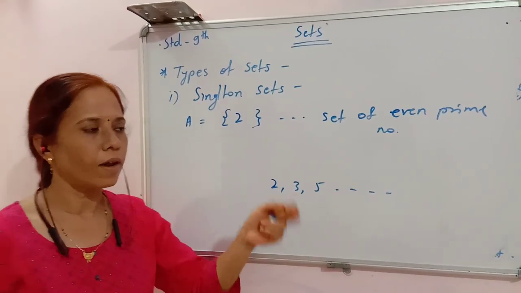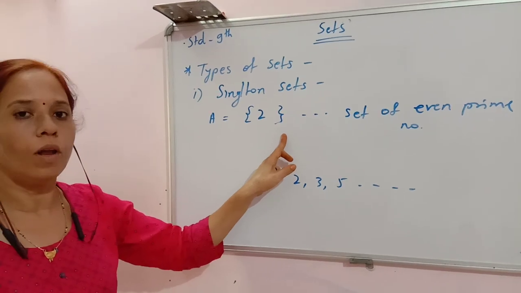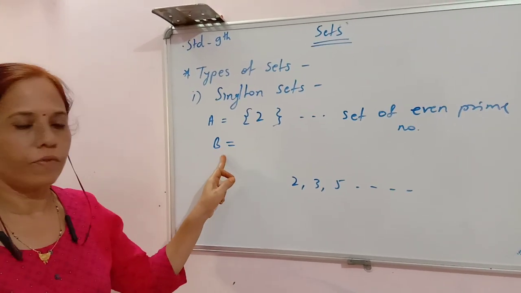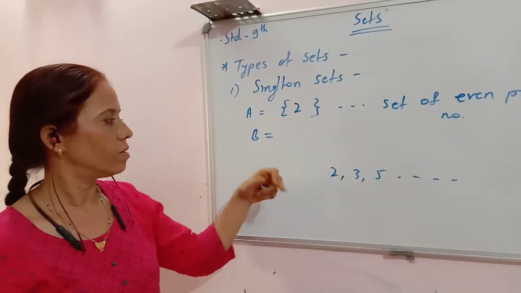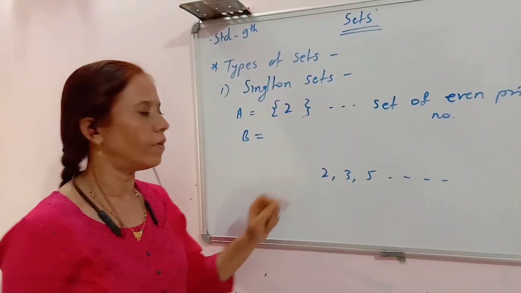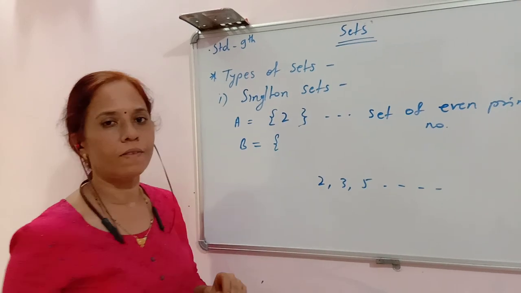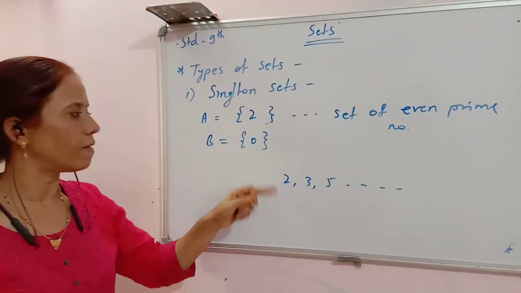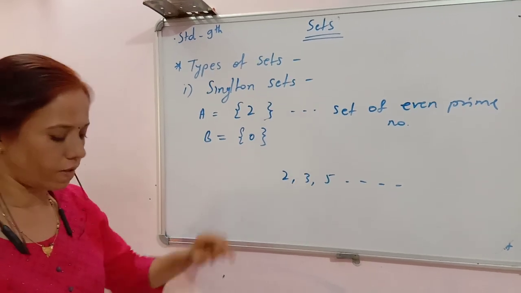Another example: if B is a set which contains whole numbers which are less than 1, then which are the whole numbers less than 1? Only 0. So there are many such examples. These are the singleton sets.